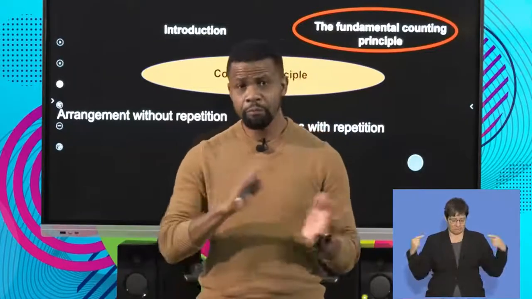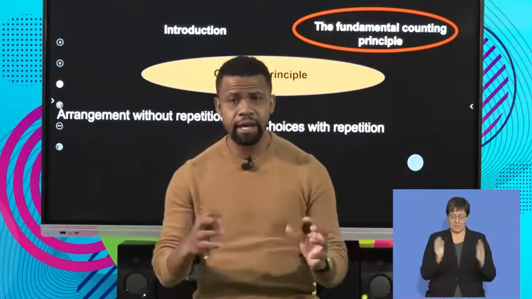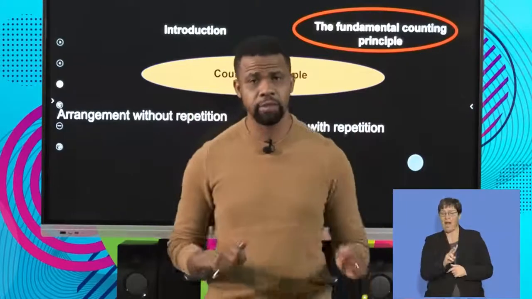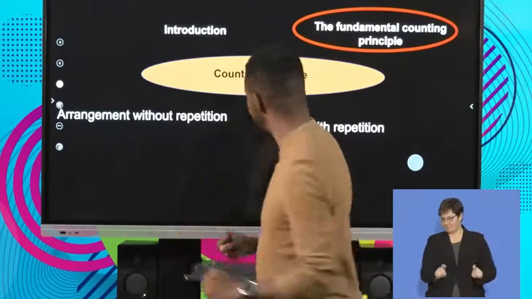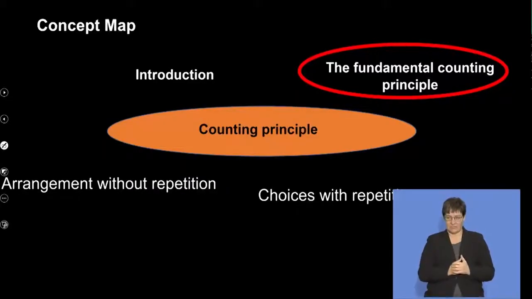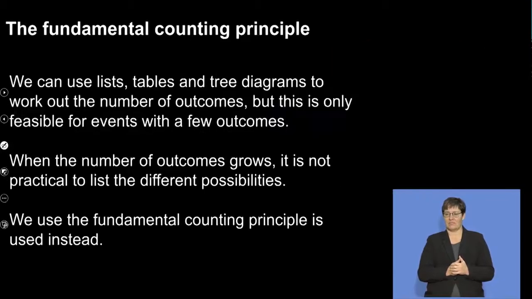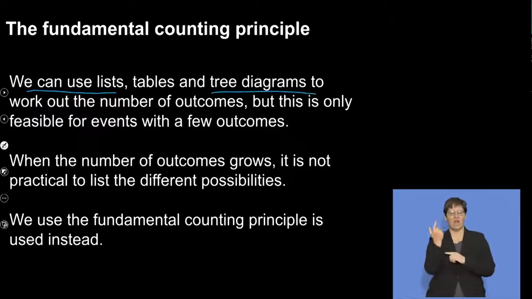Okay, fantastic. So what we're going to look at now is the fundamental principle of counting. What does that look like? What is this fundamental counting principle? We can use lists, tables, and tree diagrams to work out the number of outcomes. Okay, are we together?